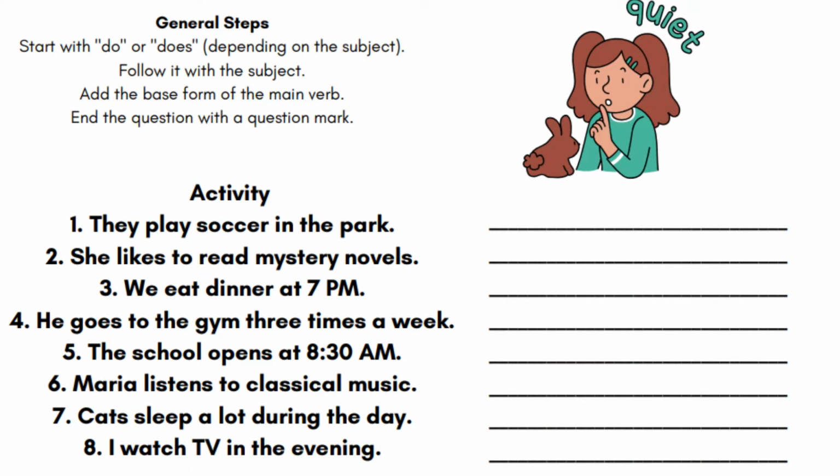To ask yes or no questions, we only use do or does. Do you like bananas? Yes, I do. No, I don't. Does she have a dog? Yes, she does. No, she doesn't. Once again, there's an activity. You can do it together where you ask different students to give you a question.